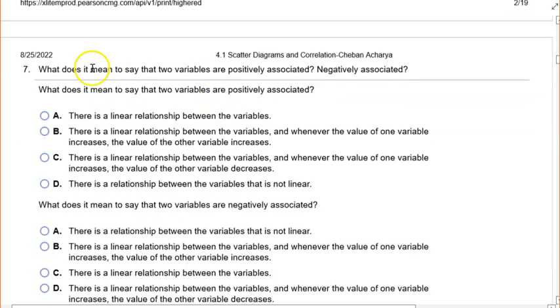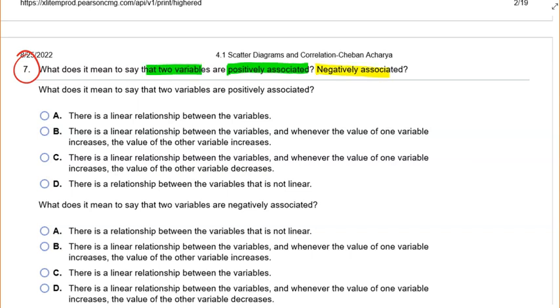Question number 7. What does it mean to say the two variables are positively associated? Negatively associated? What do you mean by two variables positively associated? What do you mean by negatively associated? That's the question.